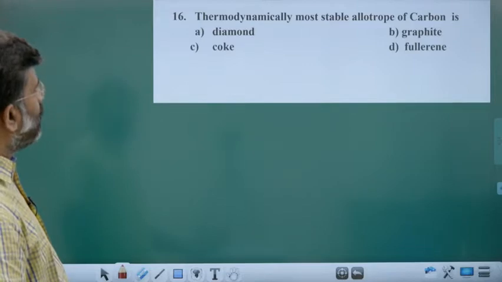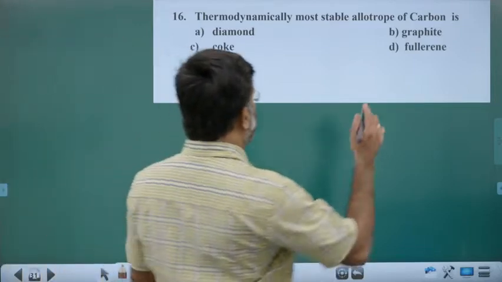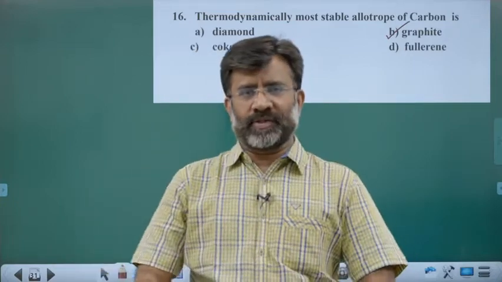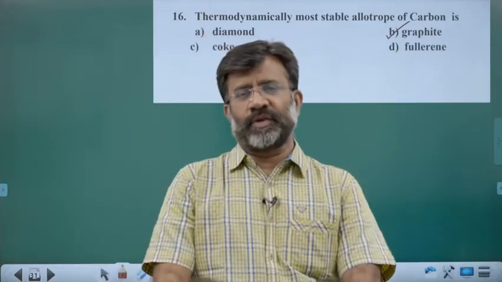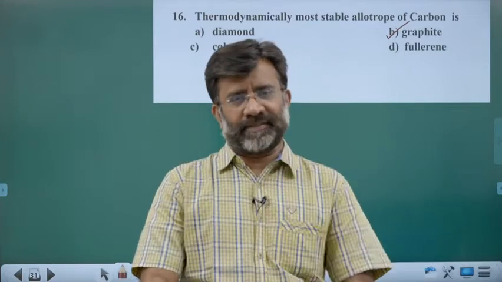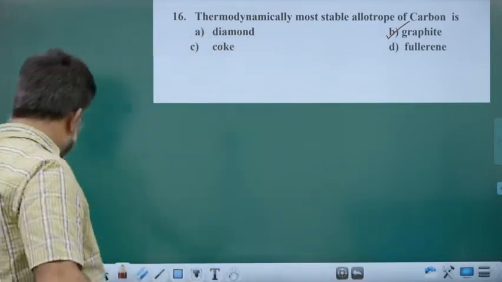Thermodynamically most stable allotrope of carbon, already commented: graphite. Graphite is the thermodynamically most stable allotrope of carbon. As we know, the enthalpy of formation is arbitrarily fixed as 0 for graphite. Okay. Next.